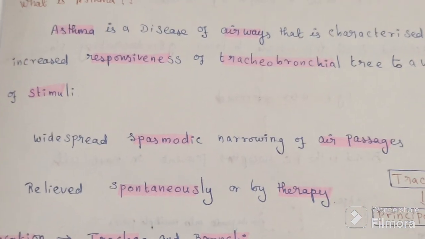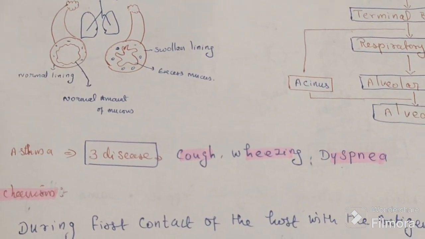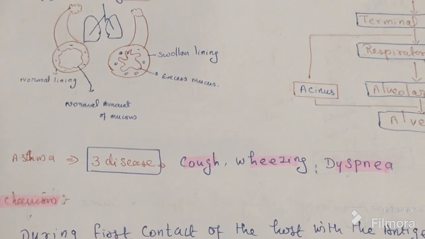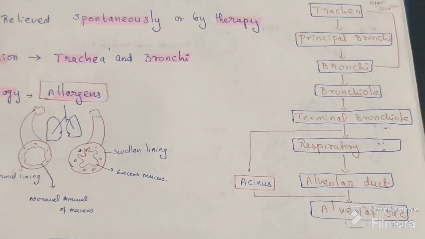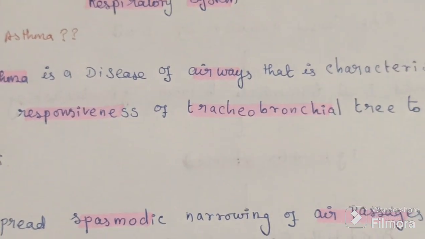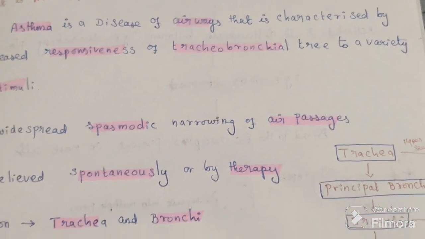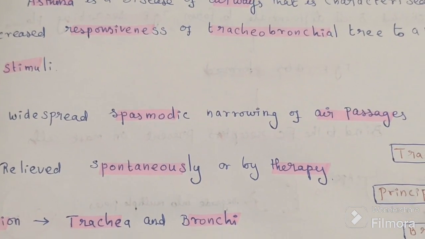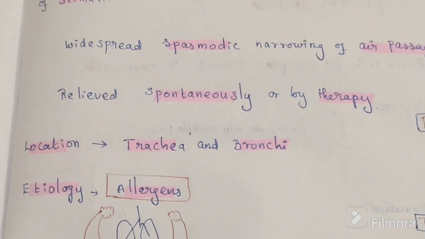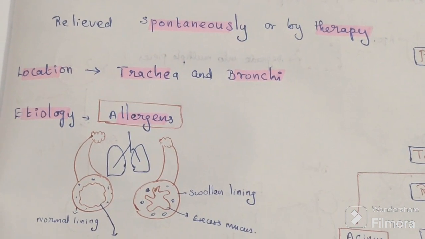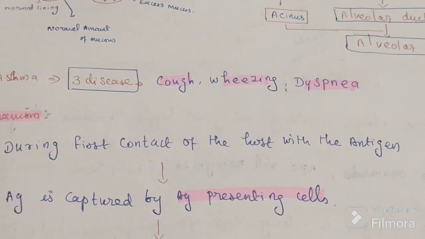So in a normal person there is no sound; here, with narrowing, an extra sound comes, called wheezing. So what is asthma? Asthma is a disease in which three things happen: dyspnea, wheezing and cough. This is spasm, so there is narrowing of the bronchi and trachea. Because of a variety of stimuli, it affects the tracheobronchial tree, with widespread spasmodic narrowing of air passages. Location: trachea and bronchi. Etiology: allergen, it may be chemicals, anything, allergen particles. It causes three symptoms: cough, wheezing and dyspnea.